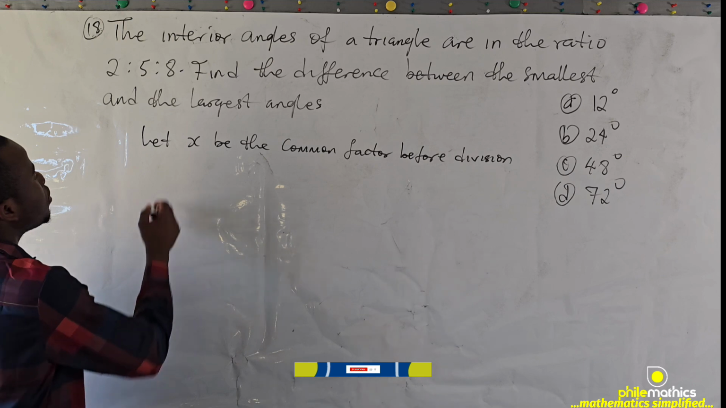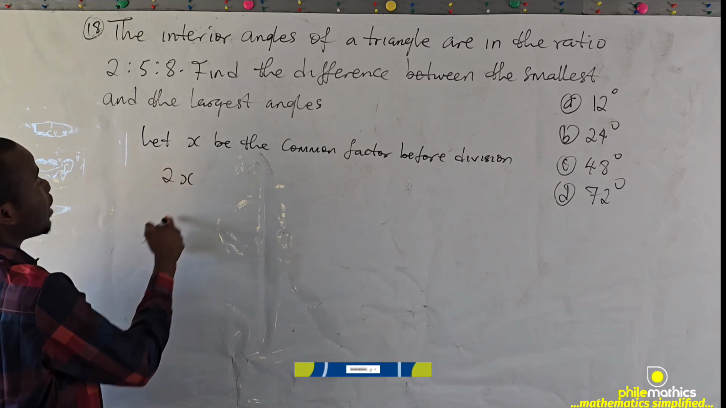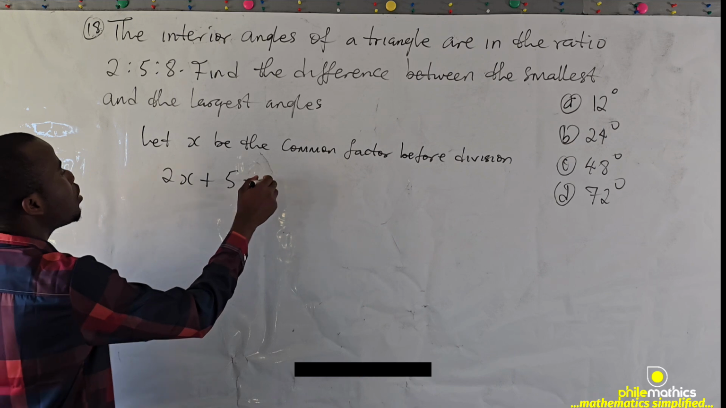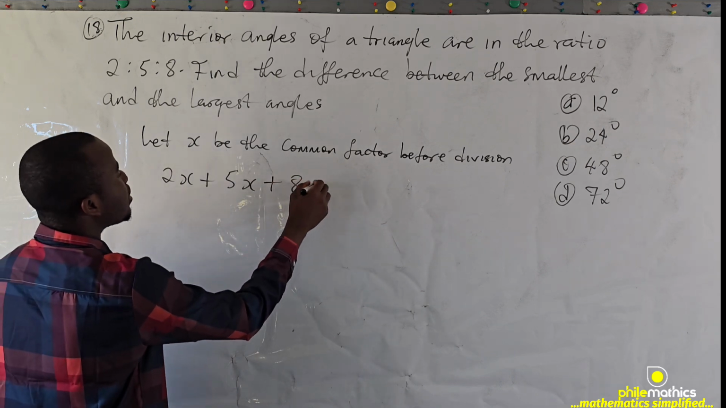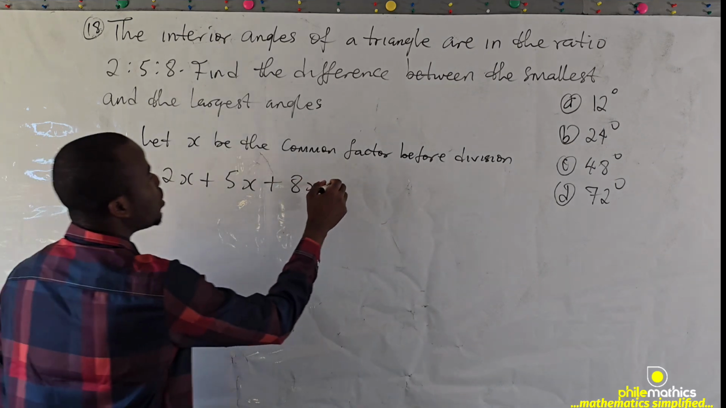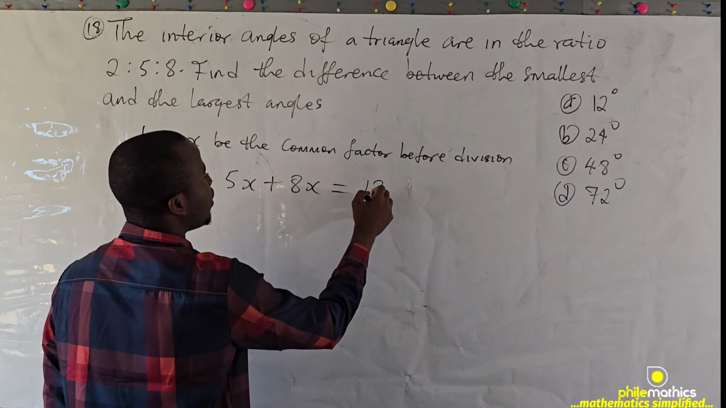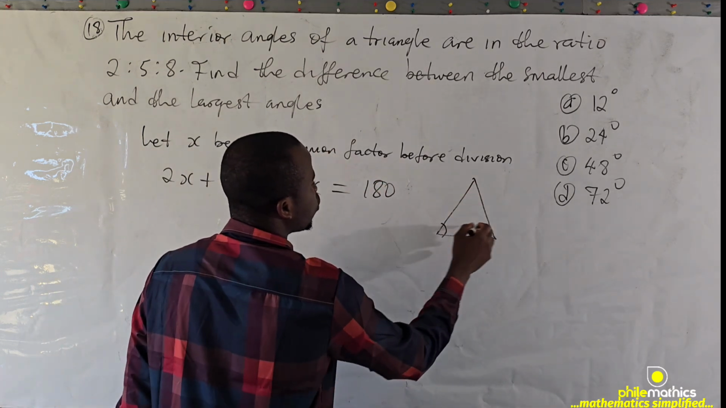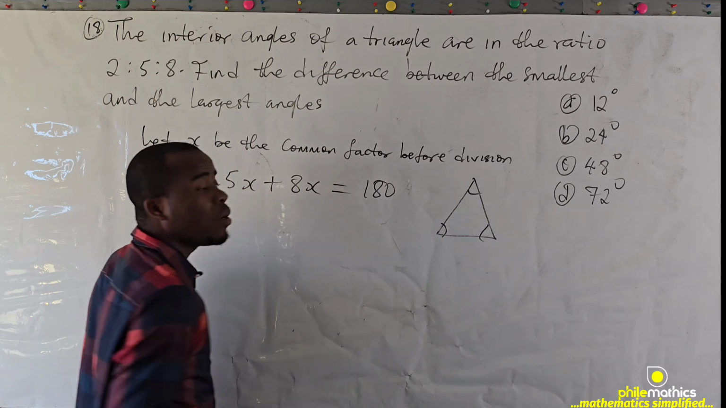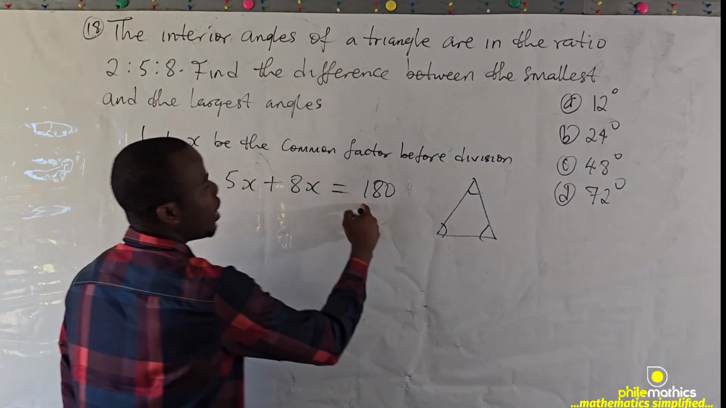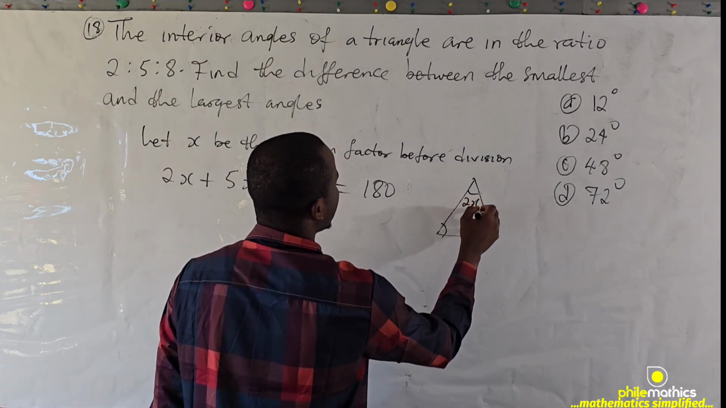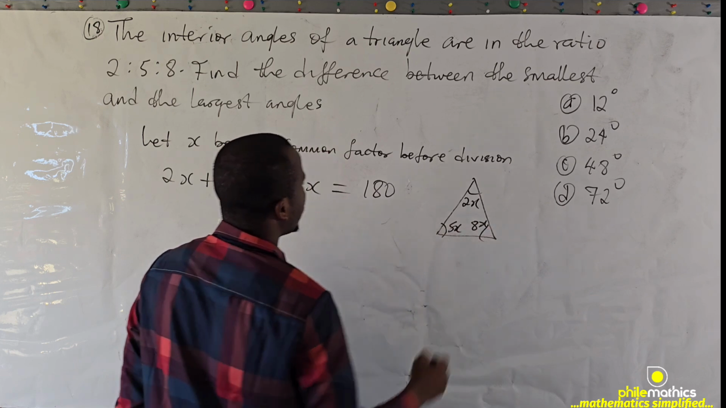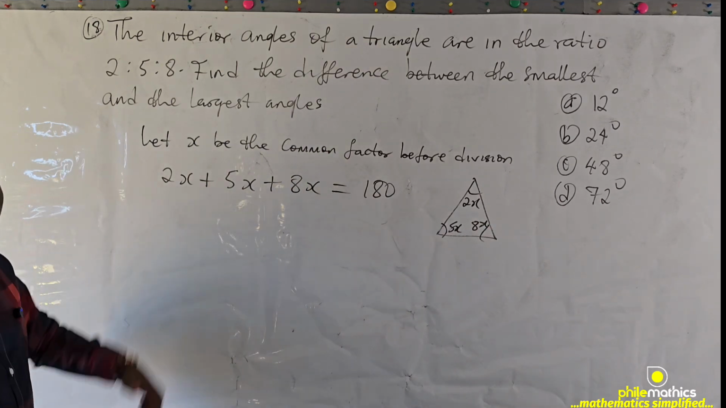So it means 2 times this x plus 5 times this x plus 8 times this x should give rise to 180, because you know that in a triangle the sum of all the angles is 180. So this is 2x, 5x, and 8x. So we look for what x is.